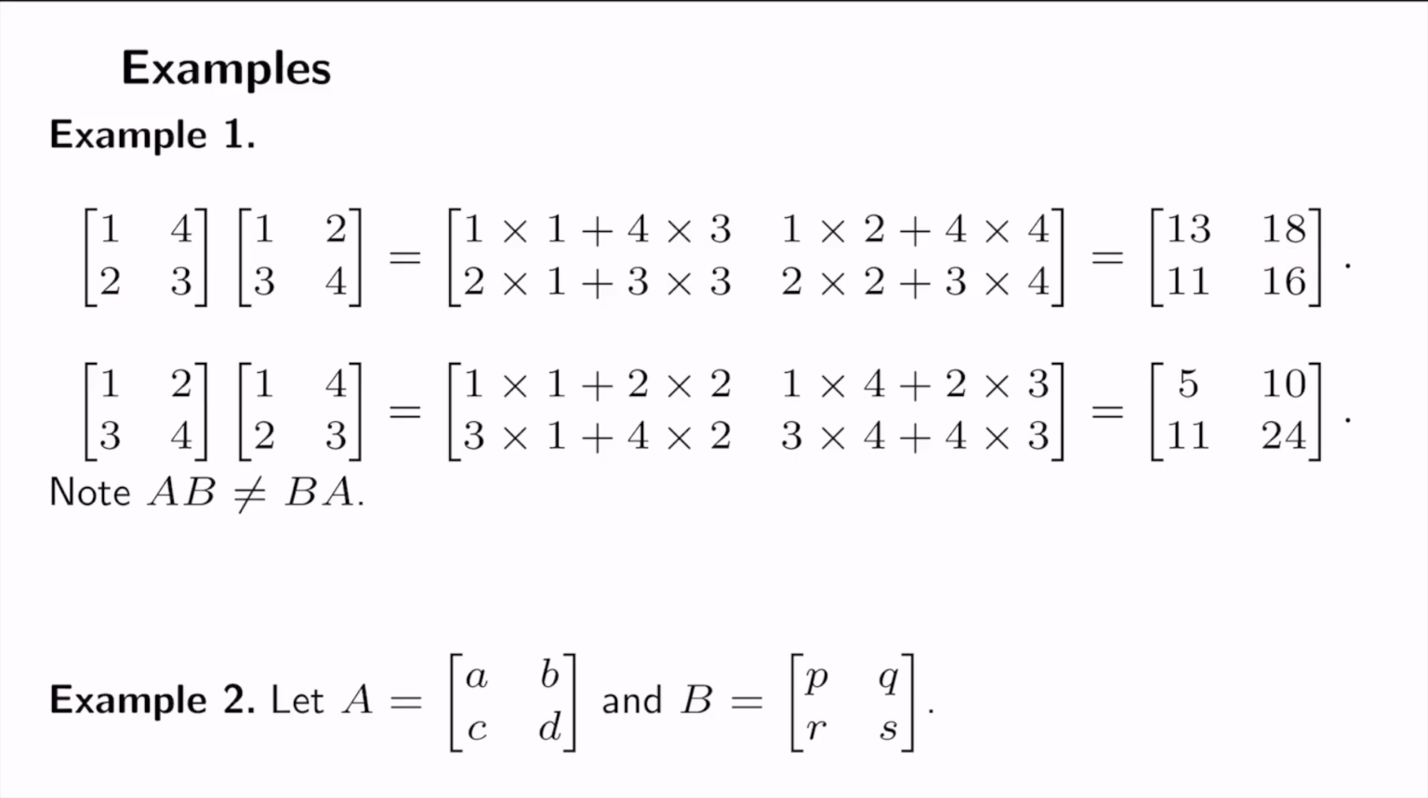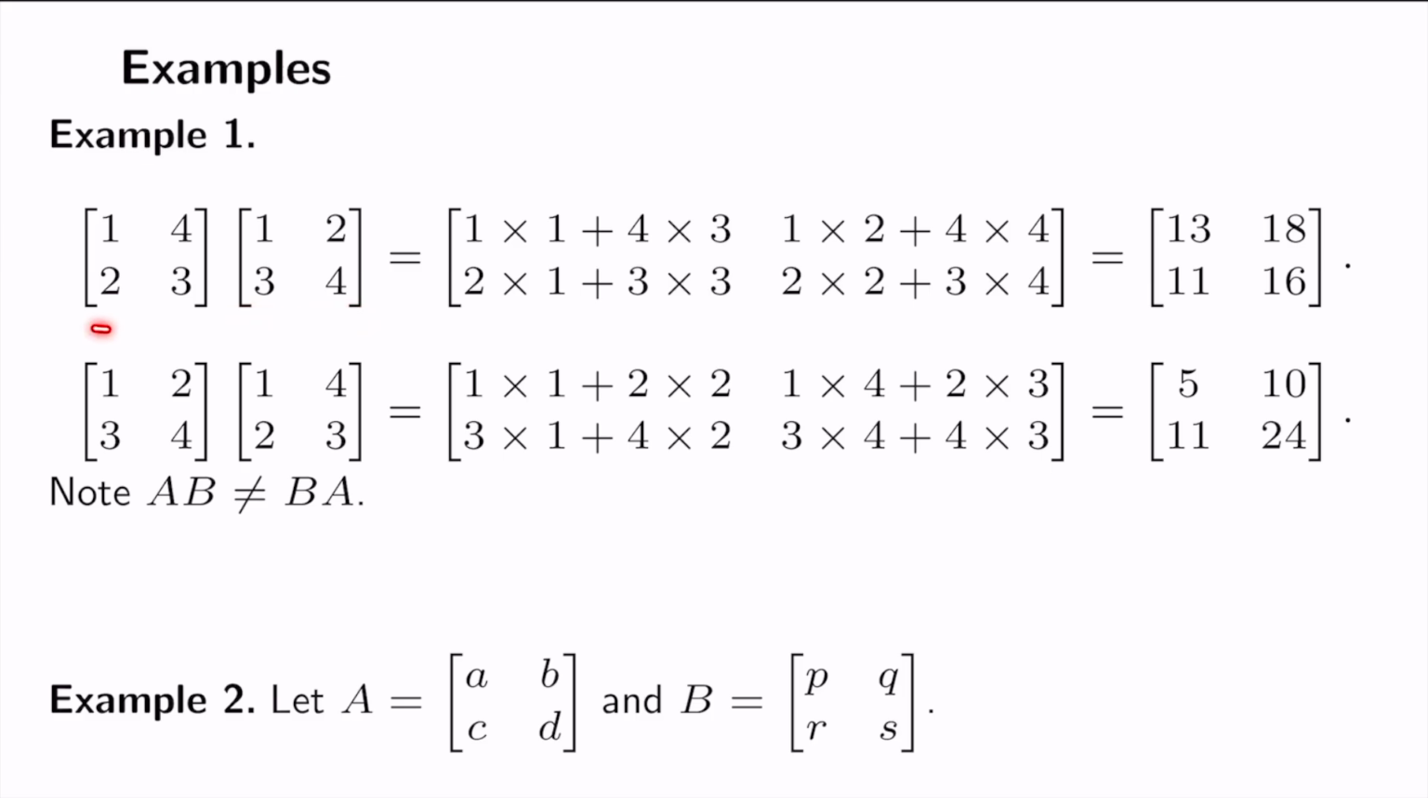And for the other elements, the 2, 1 element of the product is defined by the second row of the first matrix and the first column of the second matrix, which is this, and that gives 11. And same for the 2, 2 element. So we have this matrix as the product between this matrix and this matrix in this order.